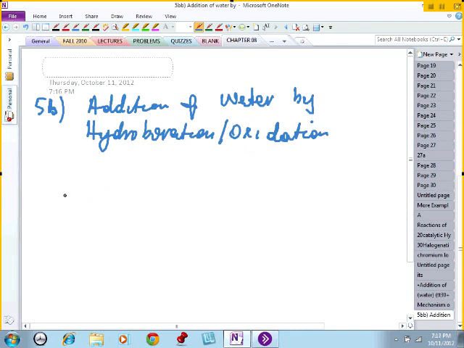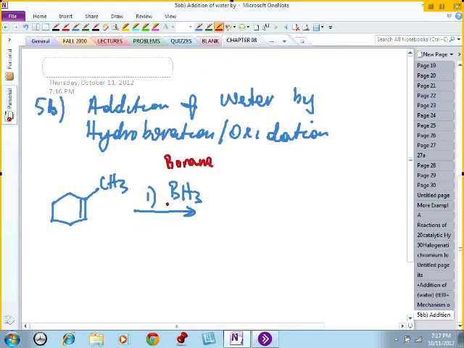Now in this case, you take a carbon-carbon double bond, take this here, and you use this molecule here. We say step 1, borane. This is borane. Our molecule is called borane. You react borane with a carbon-carbon double bond. And then step 2, you then add hydrogen peroxide in basic medium, sodium hydroxide or potassium hydroxide.